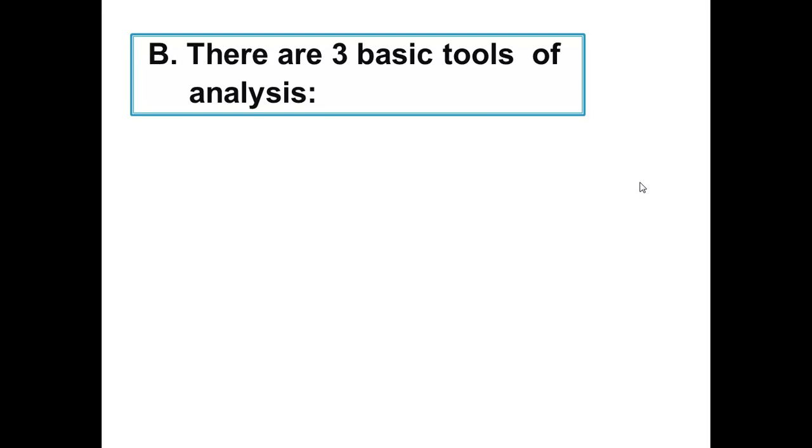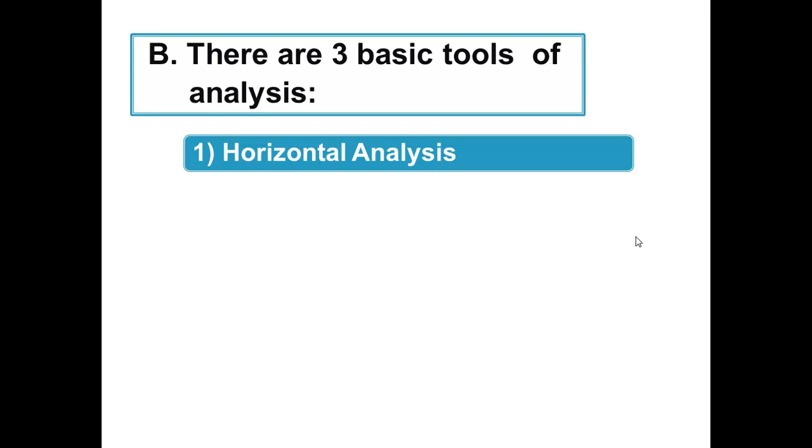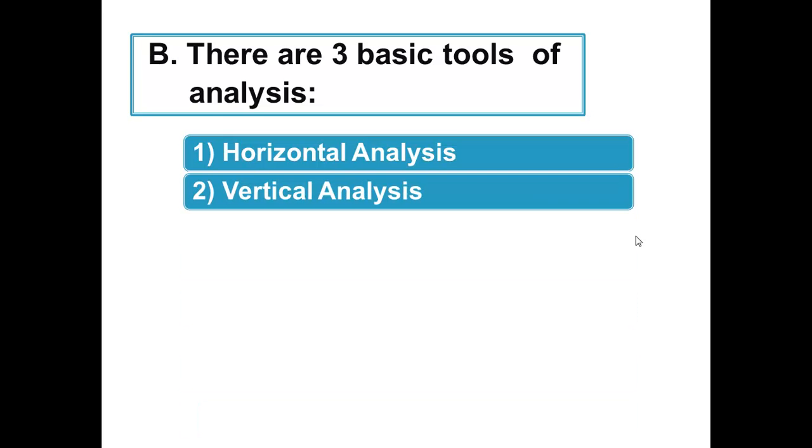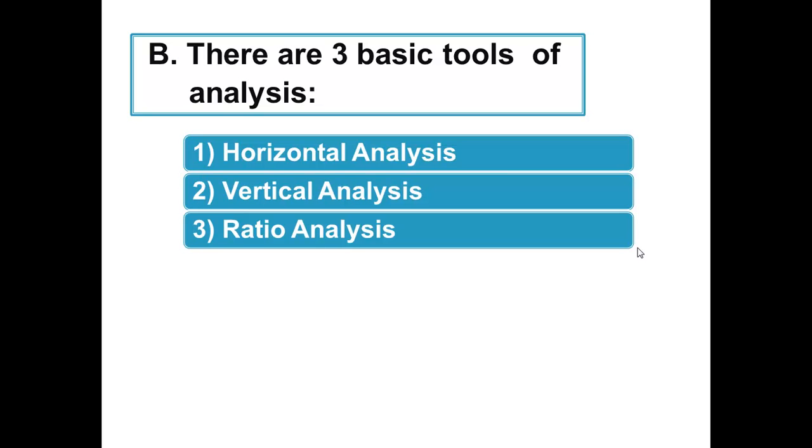Now there's going to be 3 basic tools of analysis in this chapter: horizontal analysis, vertical analysis, and ratio analysis. In this first presentation we'll cover both horizontal and vertical analysis. Then ratio analysis will be covered in the remaining 3 presentations.